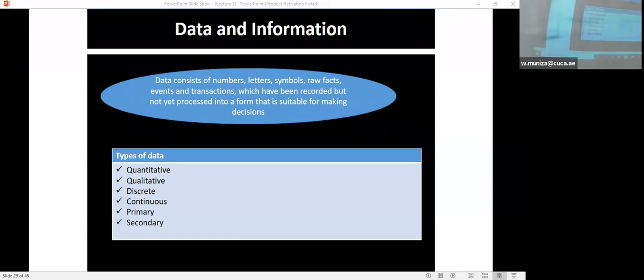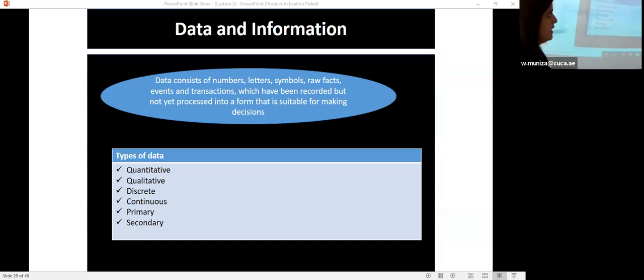Now, students, we are going to again start with the definition of data. What is data? Unstructured, raw facts and figures are known as data. Whenever there are some facts and figures present in front of us, but they are not giving any meaning to us, this particular form of raw facts and figures is known as data. Like over here, they are explaining again, data consists of numbers, letters, symbols, raw facts, events and transactions which have been recorded, but not yet processed into a form that is suitable for making decisions.